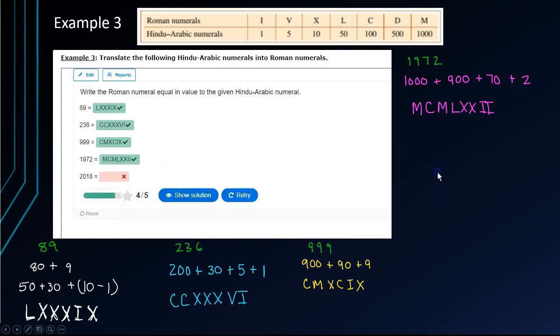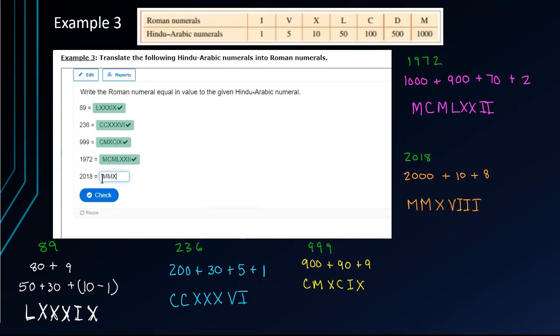And then the last one, 2018, I'm going to have 2,000 plus 10 plus 8. So I'm going to have 2 1,000, so 2 M's, an X, and then a V and 3 I's. And there you have it, 100% on that one. On to the next one.